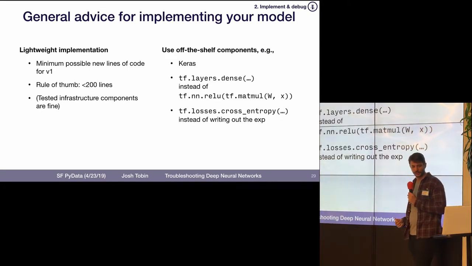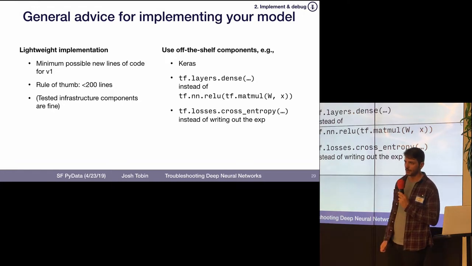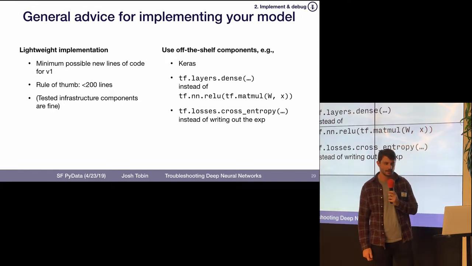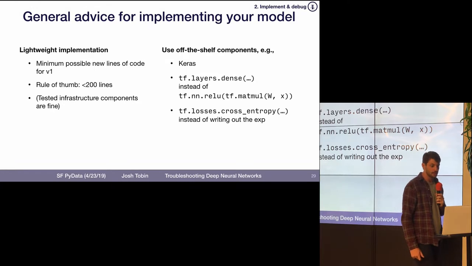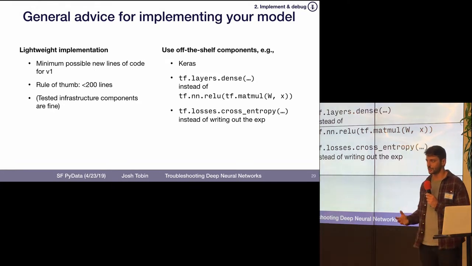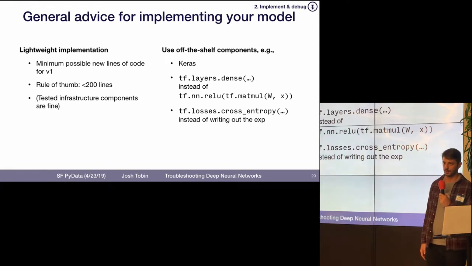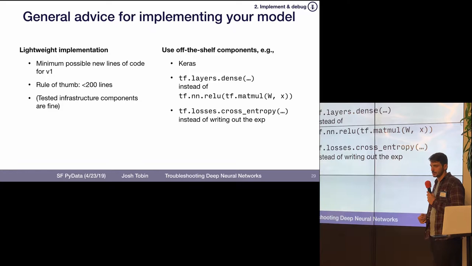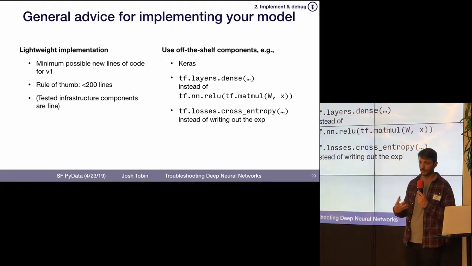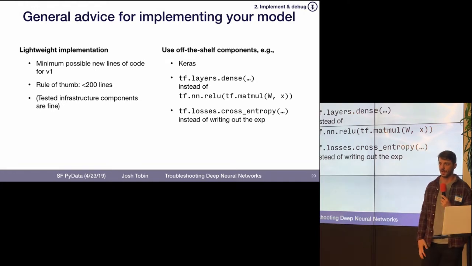Whenever possible, I recommend using off-the-shelf components. Keras is a great example of this. I think Keras is great, and a lot of very hardcore machine learning people look down their noses at it because it does a lot of stuff for you. But the reality is your job here is to try to eliminate all the possible sources of error. And so if you use someone else's really good implementation, then that can only help you.